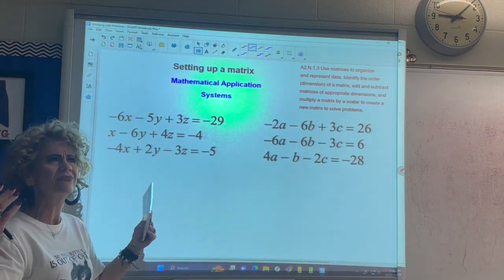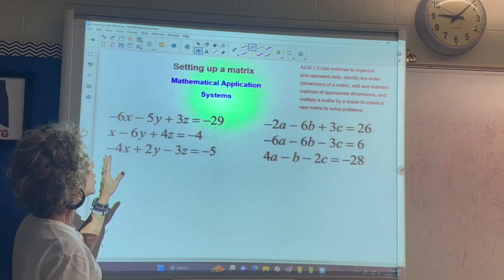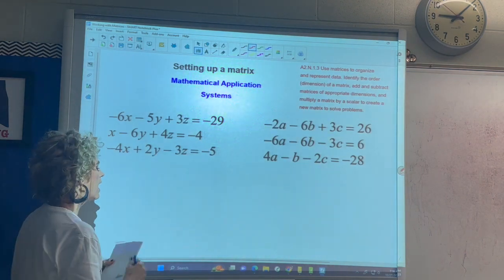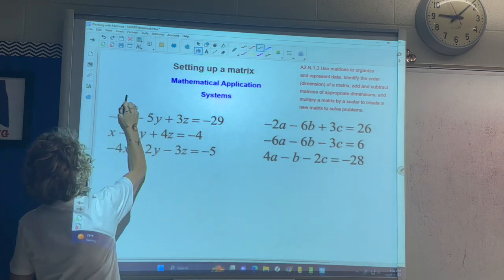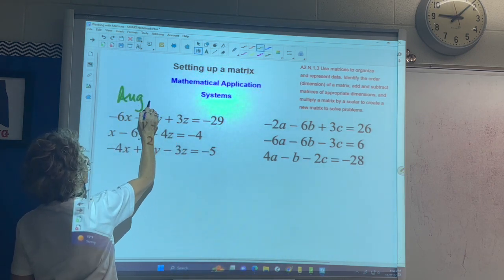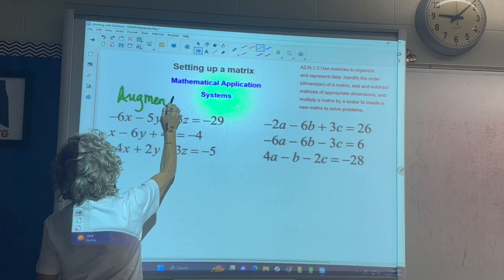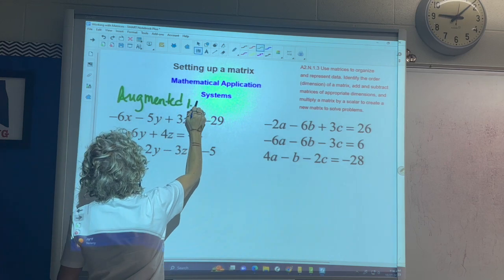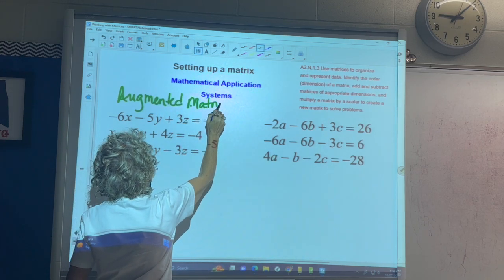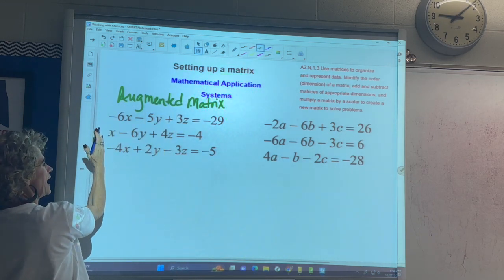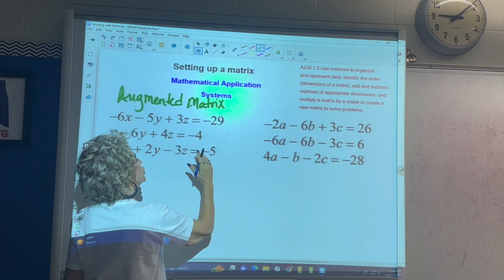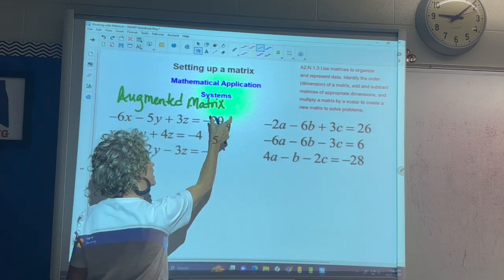But before we can even consider solving the systems, we're going to have to set them up. Now, we're going to set up something called, and I'm going to write it in green, an augmented matrix. Augmented matrix. Now, what an augmented matrix means is that I've got some information on the left and then new information on the right. You'll only have one.